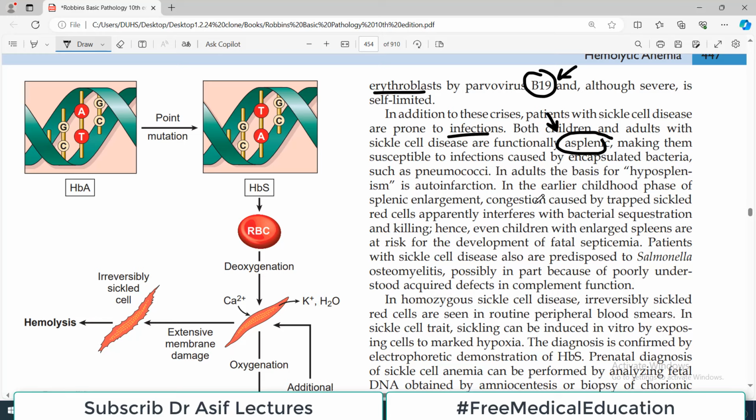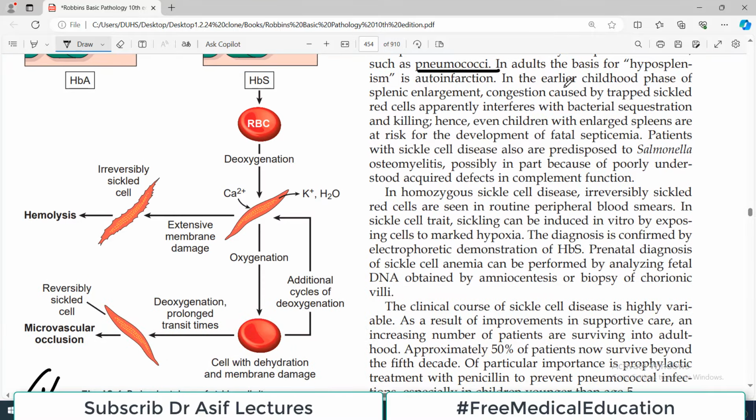In adults, particularly the encapsulated bacteria such as pneumococci. In adults, the basis for hyposplenism is autoinfarction. Because if this is the spleen, there is again and again vaso-occlusion, so there is infarction of the spleen.